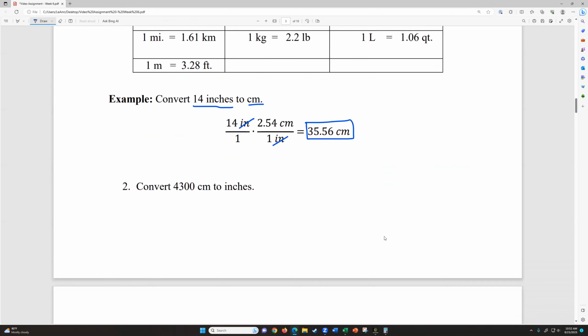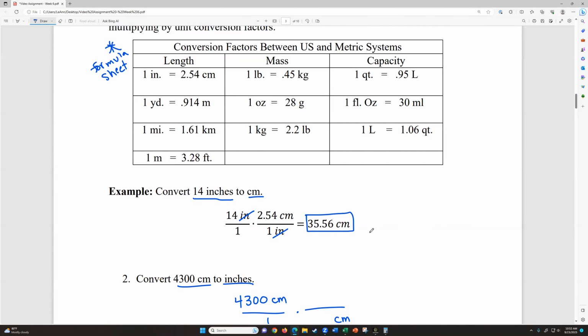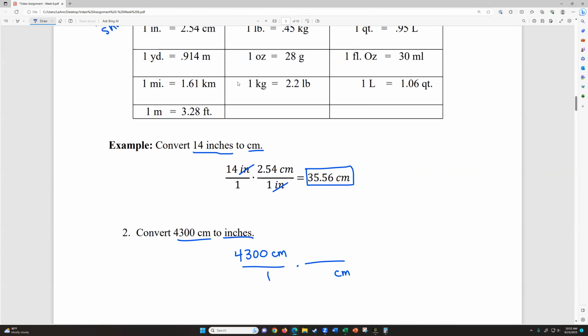Let's do another one. So we want to convert 4,300 centimeters, so that's what we're starting with, to inches. So I know right away I want centimeters to cancel no matter what my top unit is. I look up here and ask, is there a direct connection between centimeters and inches? We do have that. So inches can go on top since we have a connection. This time the 1 is still staying with the inches, but the 2.54, remember, is staying with the centimeters. So it's going to be on the bottom this time.